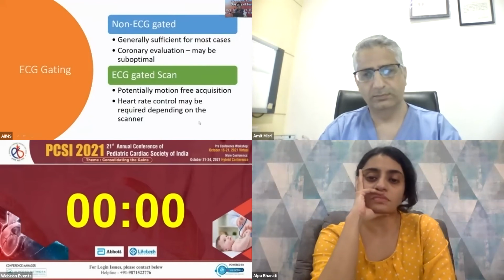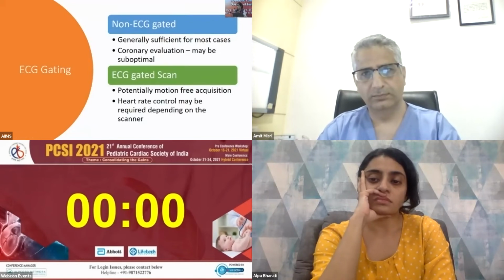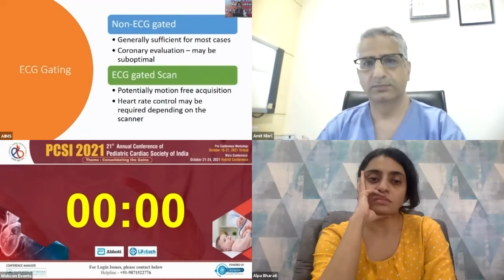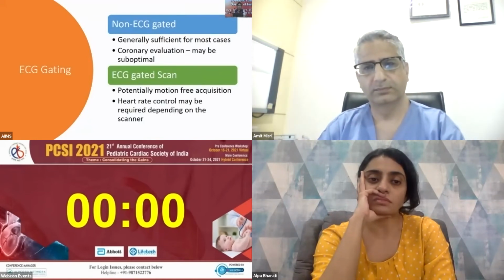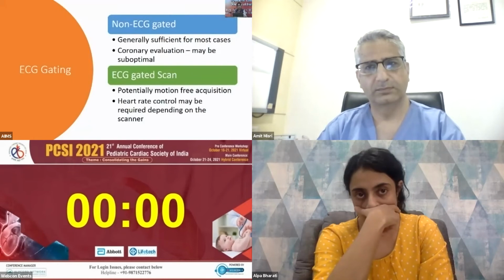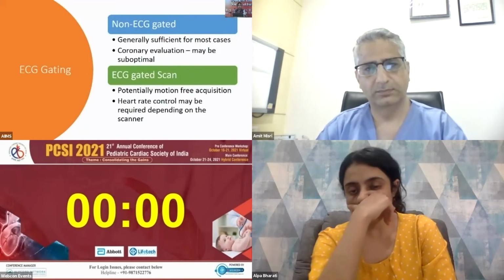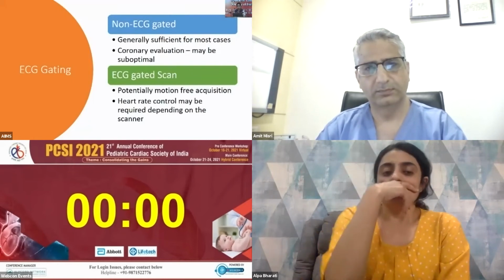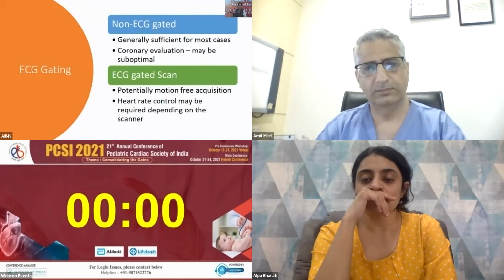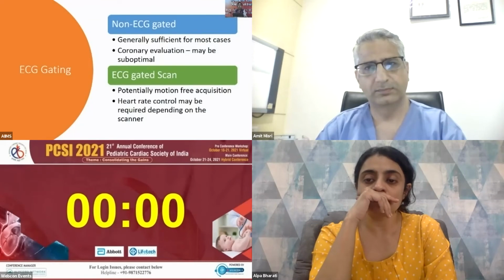ECG gating, the only problem is you are acquiring during certain phases of your cardiac cycle, and hence heart rate control may be required. It is going to be a longer acquisition, whereas a non-ECG gated study is a shorter acquisition, usually sufficient in older patients, older children. However, in younger patients, for example, if you want coronary evaluation, it may be suboptimal.